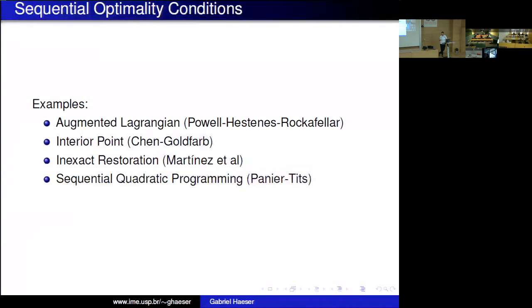Maybe it will fail. It will say, well, it didn't work. But if you want to make sure, you have to check the condition by yourself. You have to make the calculation, compute the gradients, and prove that the gradients are always linearly independent for every feasible point. So at the solution, this linear independence condition should hold.